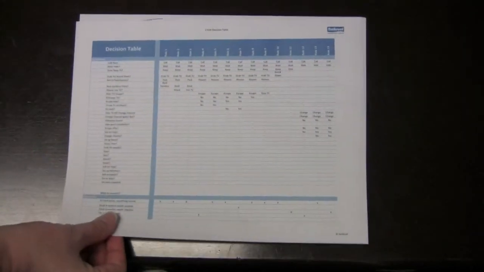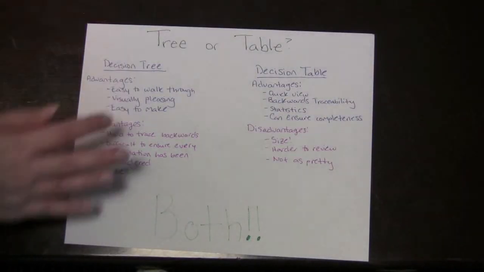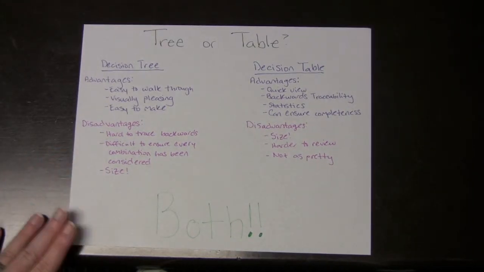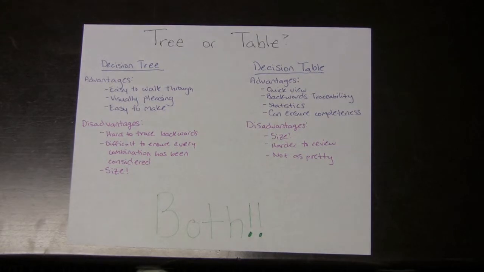This leads to some advantages and disadvantages of trees or tables. So which one would you use? Given a choice, decision trees are prettier, they're easy to walk through with stakeholders, and they're easier to make because they follow your thought process. However, they're hard to trace backwards if you want to choose an outcome and go to the decisions, and it's difficult to ensure that you have every combination considered. Also, there's the size. As we saw with the Choose Your Own Adventure book, it can get huge, 6 pages or more.